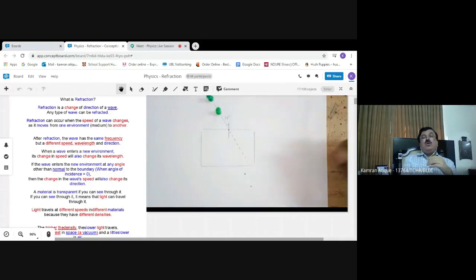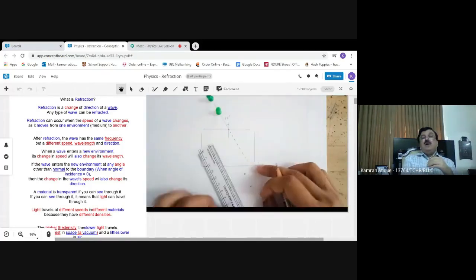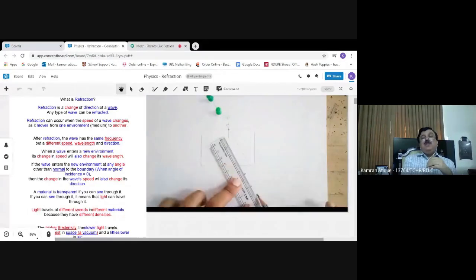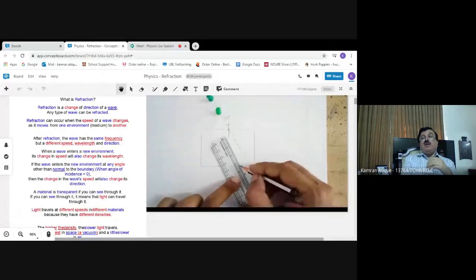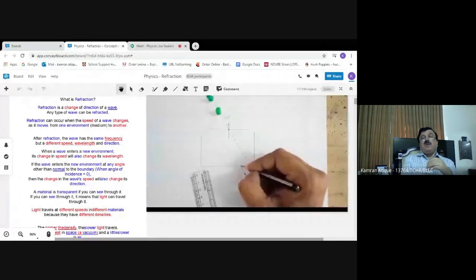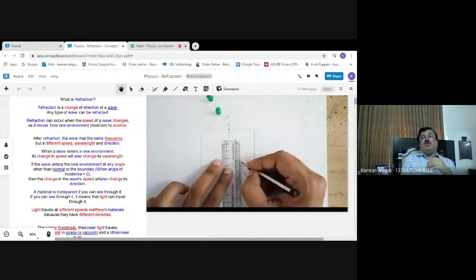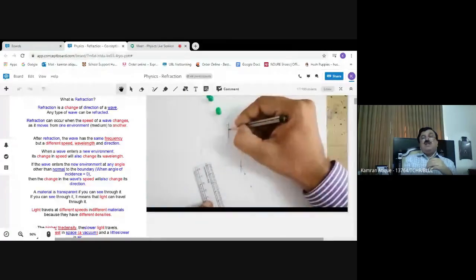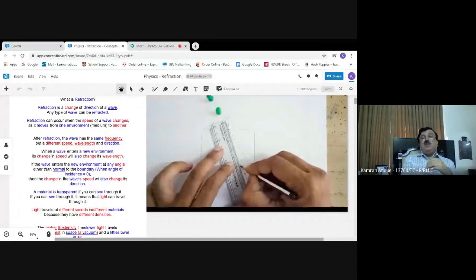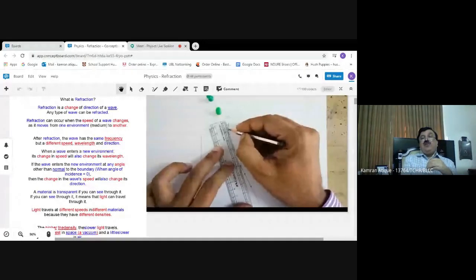So now you can see pin 1 and pin 2 have helped us to plot the incident ray of light. Similarly, pin 3 and pin 4 are helping us to plot the emergent ray of light. Now this is the emergent ray of light. Now the two points of incidence are obtained. At both points of incidence, the teacher has placed the normal line. And now the teacher is plotting the refracted ray of light. This is the refracted ray of light.